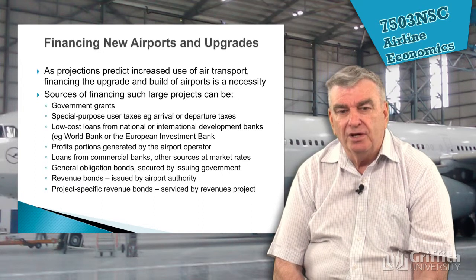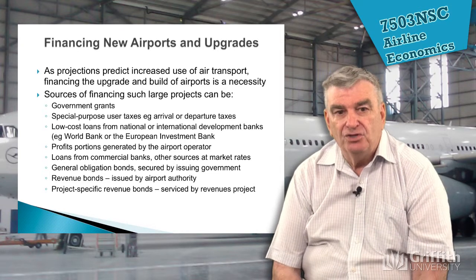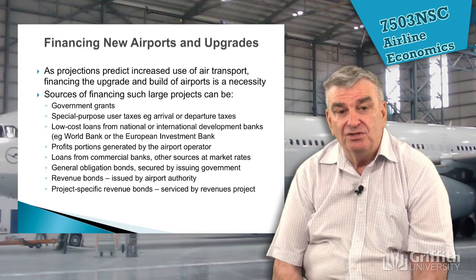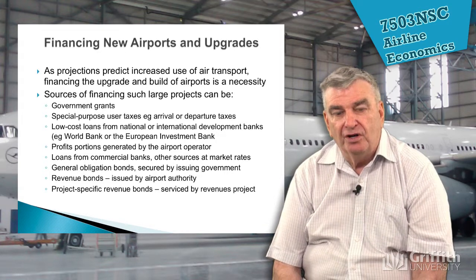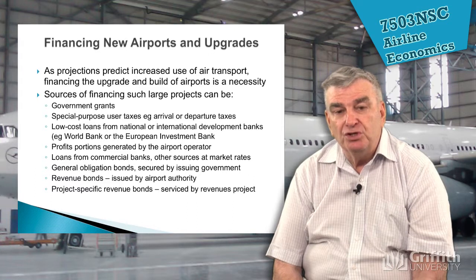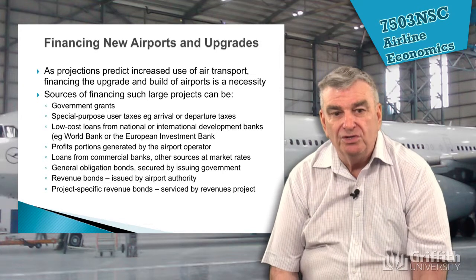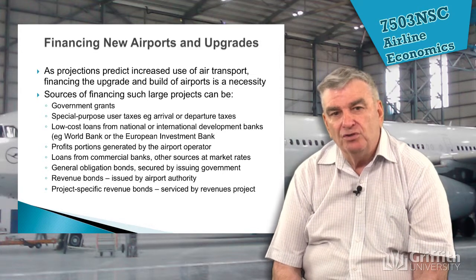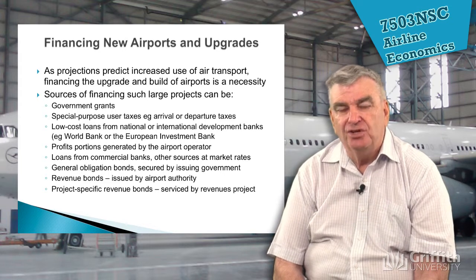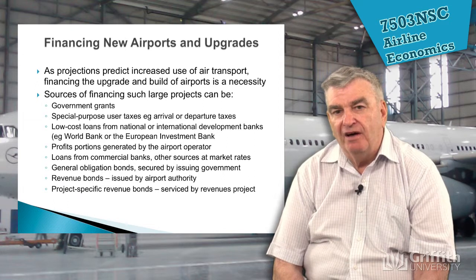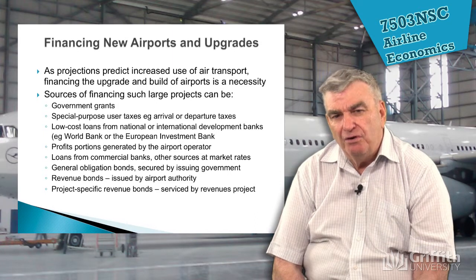When it comes to financing new airports and upgrades, it's very similar to the airlines themselves. And what we'll be taking a look at is the way in which airports are financed. We'll be looking at government grants, special purpose user taxes, such as departure and arrival taxes, low-cost loans, such as those that the World Bank provides to certain countries, profit proportions from the airport operator, loans from commercial banks, general obligation bonds, revenue bonds, and project-specific revenue bonds. So all of these are important, just as we saw the different means of financing the acquisition of aircraft by airlines. So airports themselves, which are very, very expensive entities, there are different ways in which these can be done.